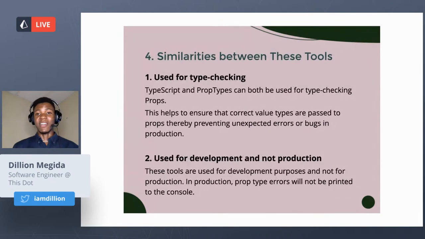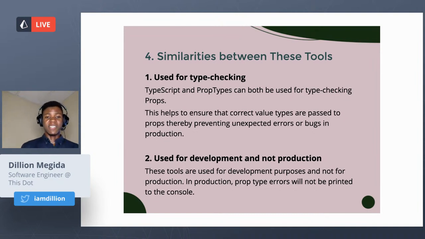Now let's look at the similarities between these tools. The first obvious similarity is they are used for type checking. And when you type check with these tools, this gives you a high guarantee that the correct value types are passed into props just as the component expects. So if you are trying to do a toUpperCase on a string, there's a high guarantee that you are indeed going to get a string and not a number.